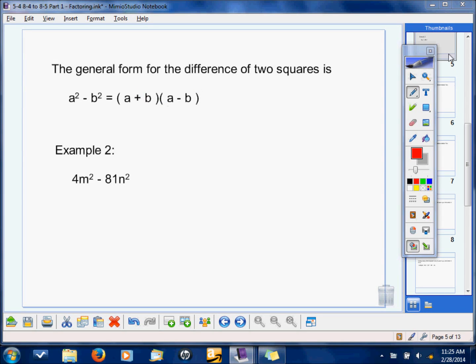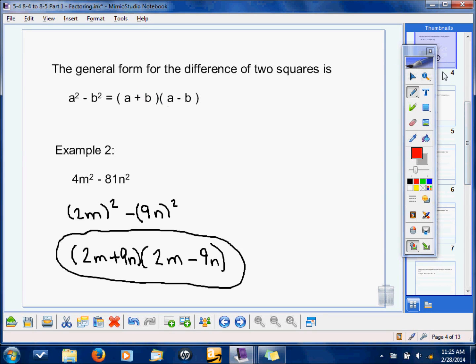Now, if we remember from yesterday, we stopped right here. The general form is a squared minus b squared is a plus b times a minus b. So anytime you have two squares and it's a difference, you figure out what was squared, and then you plug it into this format, 2m plus 9, 2m minus 9. It's a very nice, simple thing that happens when you have a difference of two squares. Very good.